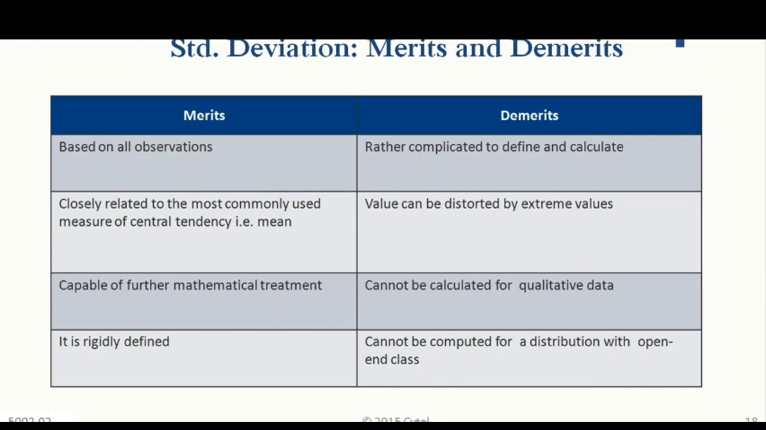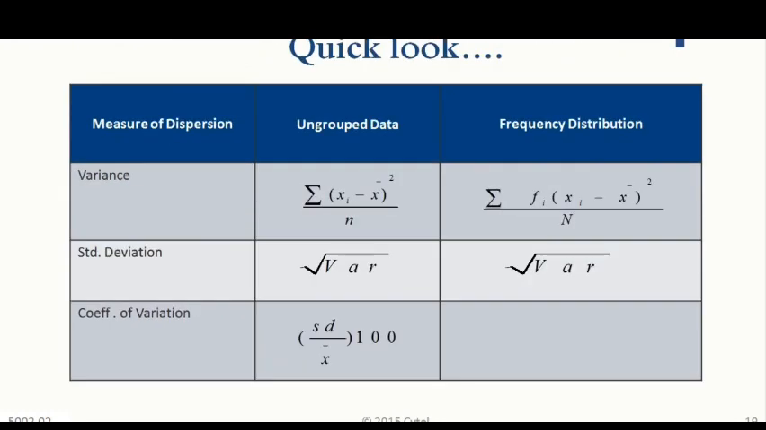Cannot be computed for a distribution with open-end classes. These are the formulas. You don't have to compute anywhere, I suppose. Using this formula, you should only be aware of why these formulas are there. They are not coming from the skies anyway.